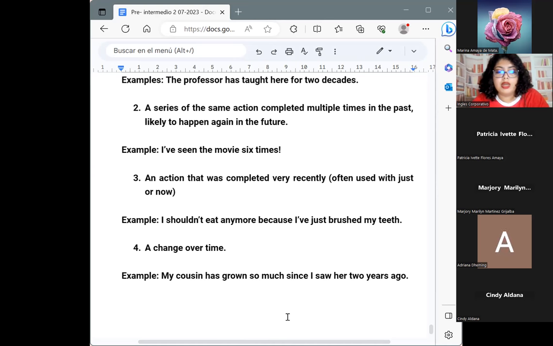Now, we are going to see number five. An incomplete action that is expected to be finished. And in this case, it is in negative.